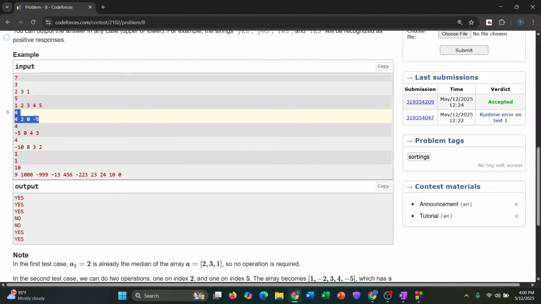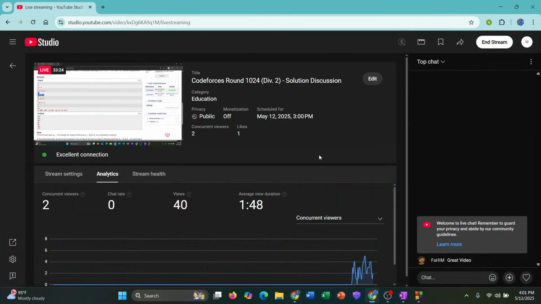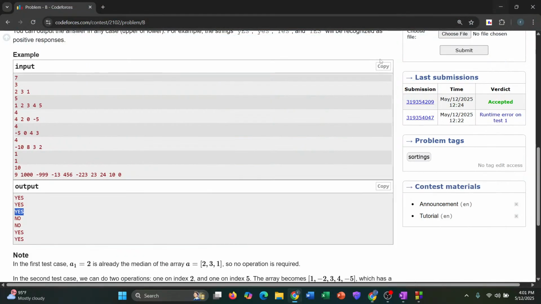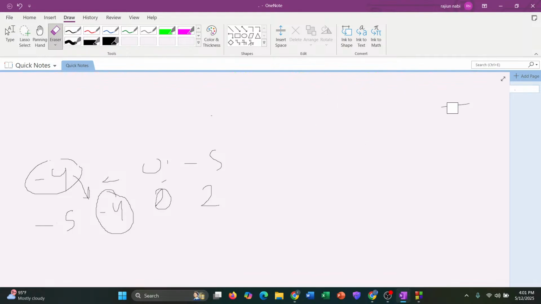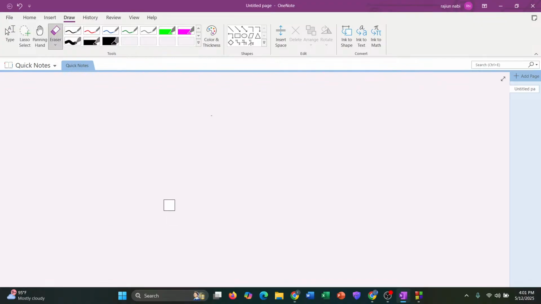So what is the answer? Yeah, for the third case, the answer is yes. I hope you guys understand the question clearly. So how can we solve this?